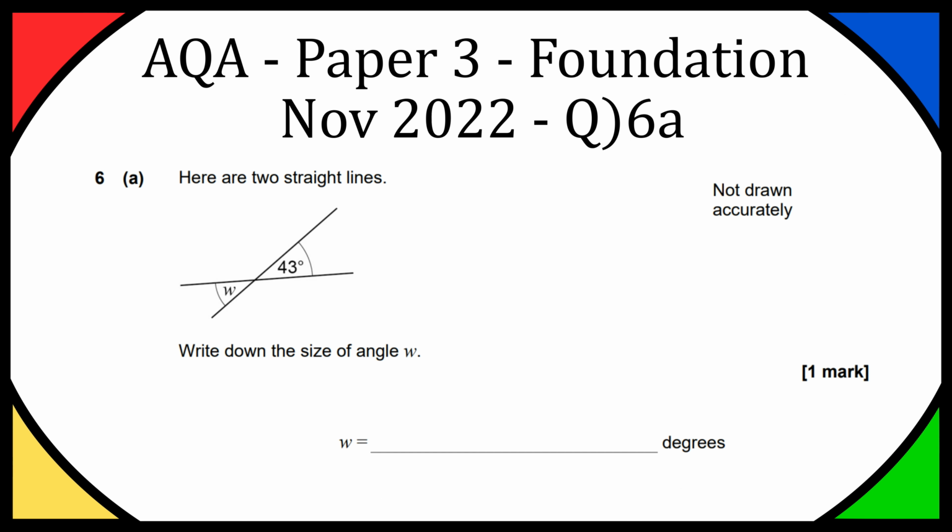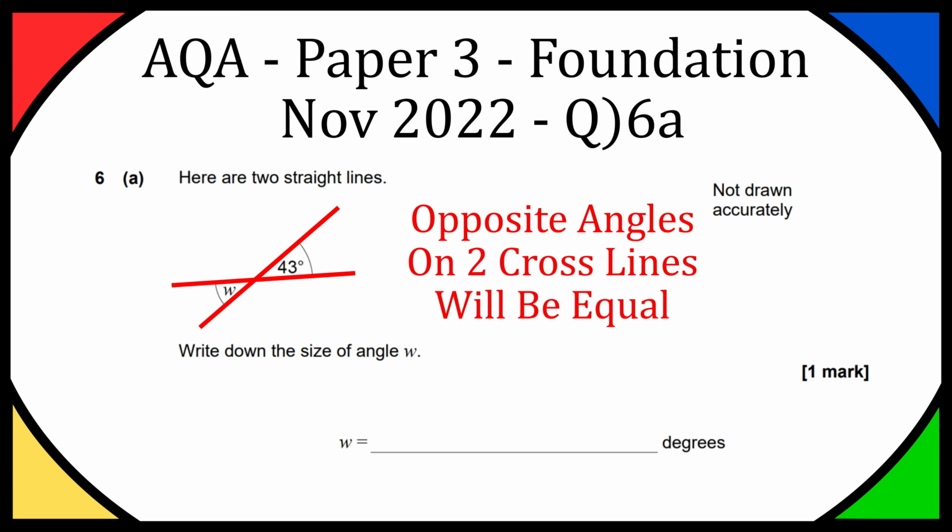Hey everyone, so today we're doing question 6a and it's when we have 2 straight lines and we're working with opposite angles. So here the 2 angles are marked 43 degrees and W. Now whenever you have 2 straight lines crossing each other like this, the opposite angles are always going to be equal. So if we have to write down the size of angle W, it's going to be 43 degrees because the angle opposite it is also 43 degrees. So that's the final answer.